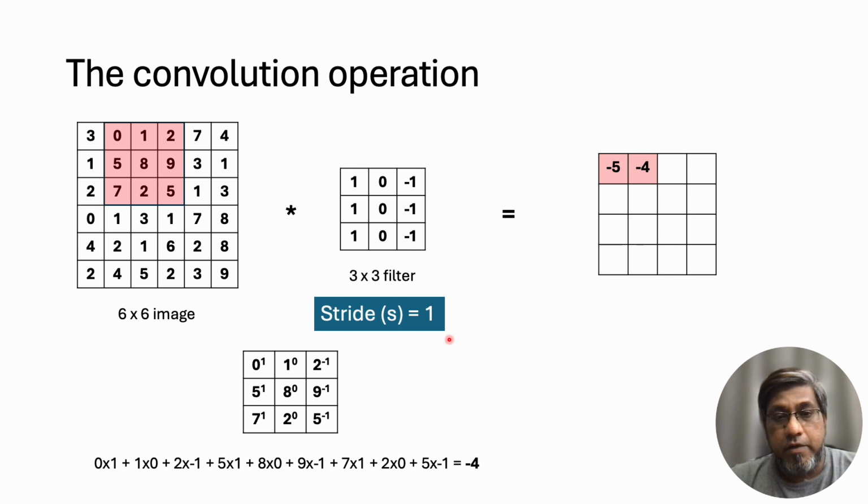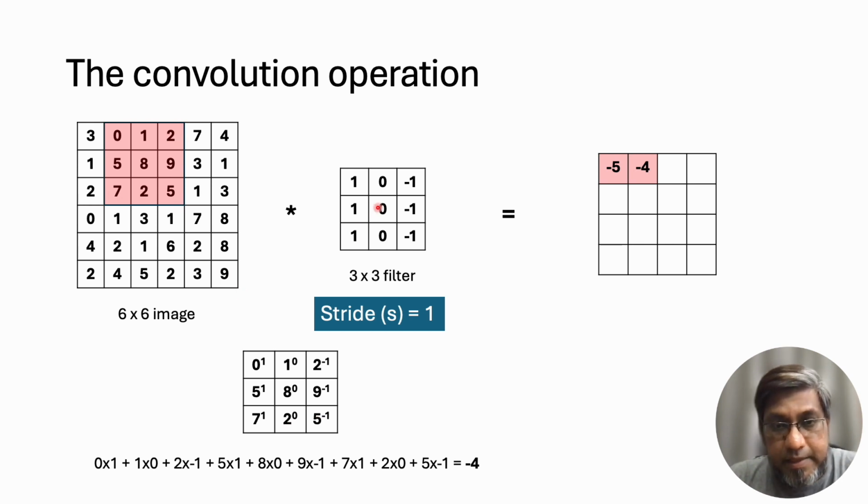Now, if you look at this bottom matrix here that I've illustrated, it is not 0 power 1 and 1 power 0, no. It is just a superposition of the pixel values in the window of the input image and the values of the filter. So we have in the image, the window of the image, which is 0, 1, 2, 5, 8, 9, 7, 2, 5. We have put that here, which are the elements within that window of the input image.